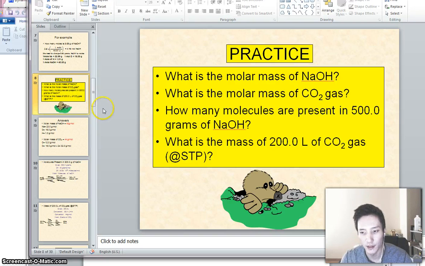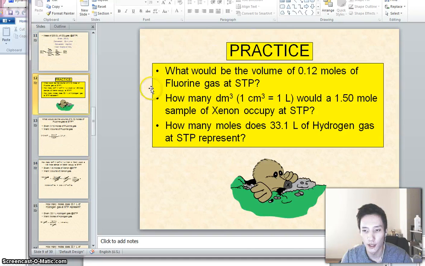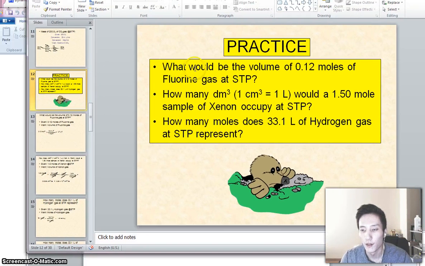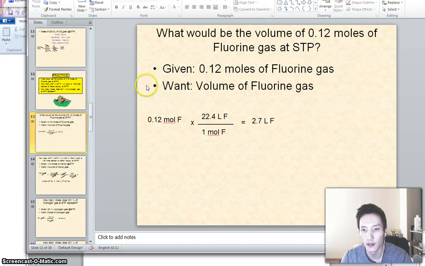So we had a set of practice problems that we did. You can do this on your own. I'm actually going to do this one. We didn't go over this in class. So practice set number 2. What would be the volume of 0.12 moles of fluorine gas at STP? I'll go back to these later, but let's first figure this out.